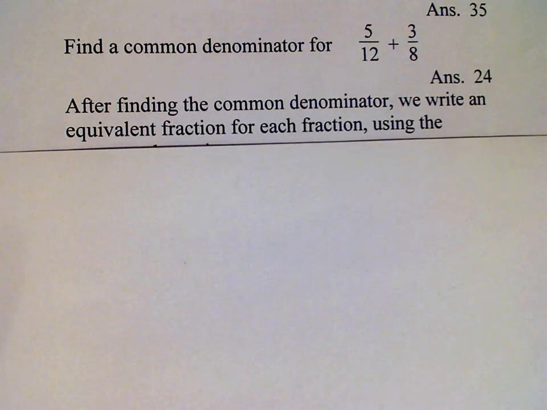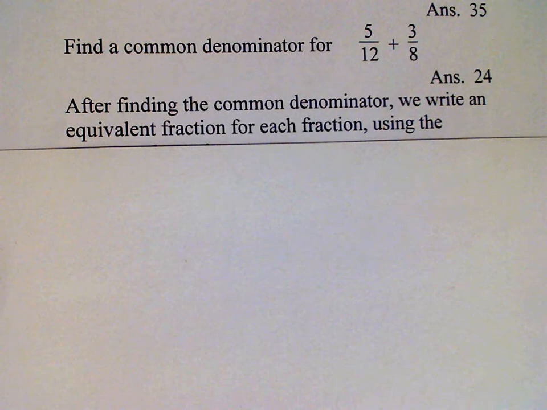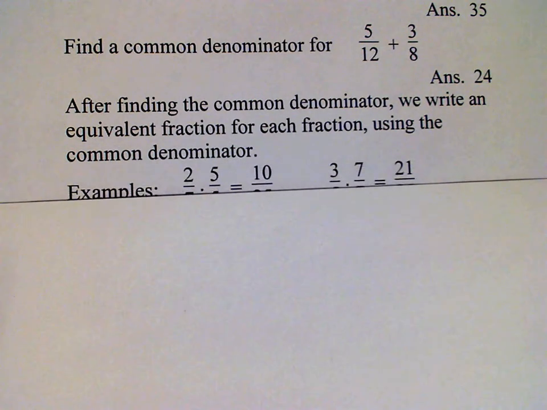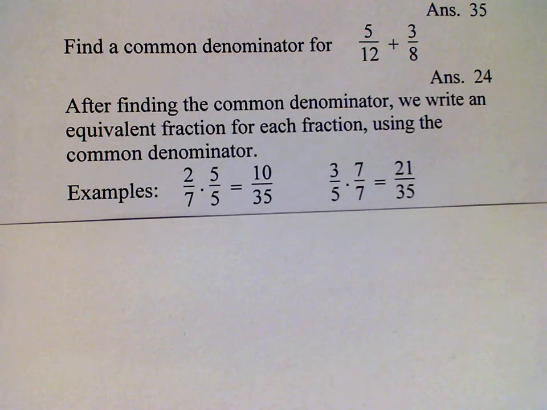The second step in adding unlike fractions is to find an equivalent fraction for each of the original fractions. We've already seen how to do that. We need to build up the original denominator in each of the fractions by a factor to get us to the least common denominator. So in the first case, we want to build up each of the 7 and the 5 to 35.